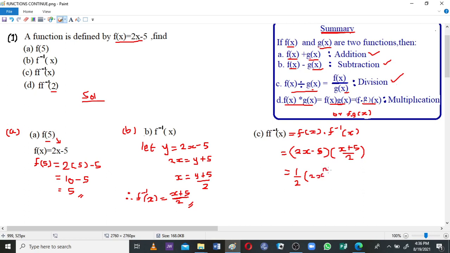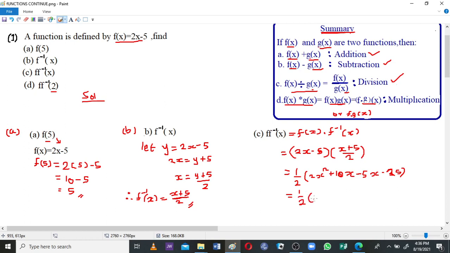That will give you 2x squared, that is 2x by x, and then 2x by 5, that is going to give you positive 10x. Now negative 5 times x will give you negative 5x. And now negative 5 times 5 will give you negative 25. So close your bracket. Now if you do that, you can proceed and get the original answer.